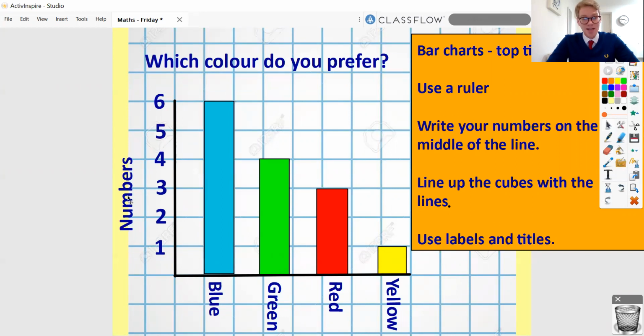And we're definitely going to want to use labels as well. So by labels, I mean you're going to label your y-axes, maybe with numbers. You're going to label your x-axes with whatever your options were. And we're going to have a nice title as well.